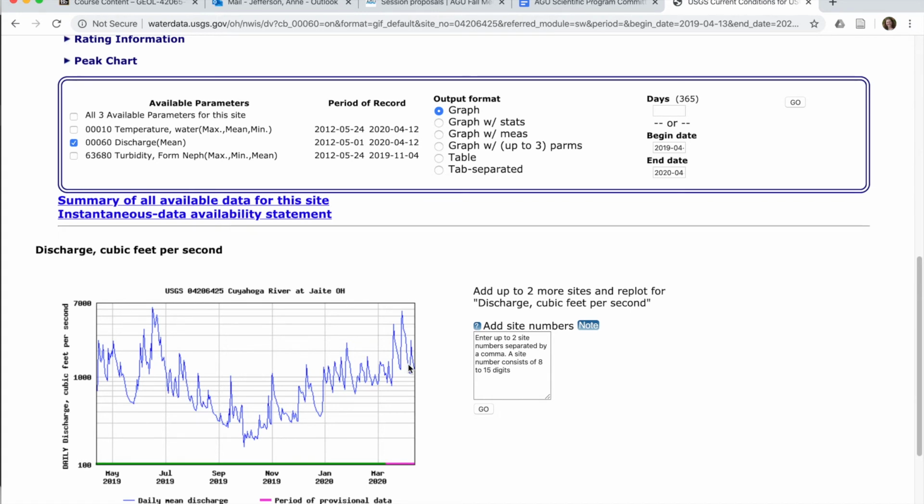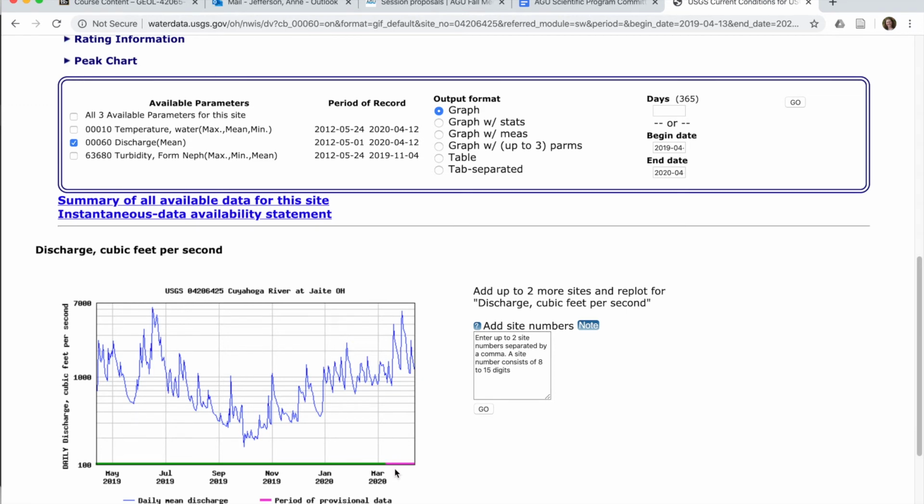Something else to notice in this graph is the green bar down at the bottom, right? So this is the period of approved data. This means that USGS hydrologists have gone back through all of the raw data, all of the records from the gage and their field measurements, and they are signing off on it. And they are saying, we've made any corrections we need to make. We feel really good about these numbers. We are going to publish them.